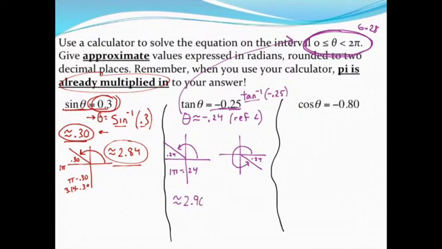We would never find that on a calculator. Our calculator will only ever give us this negative 0.24 value, and so I have to do this part by hand. I can check it though using a calculator, do the tangent of 2.94, and you'll see you do get a reference angle of about negative 0.25.